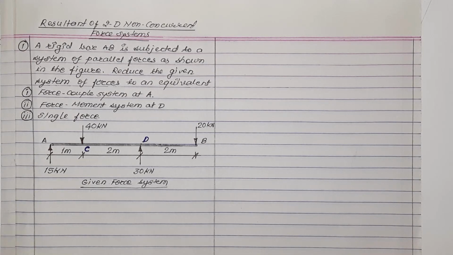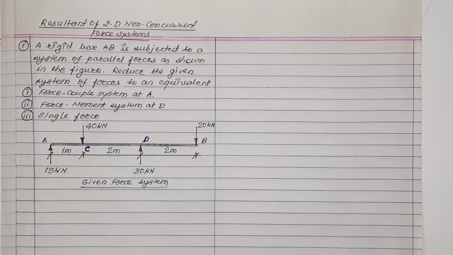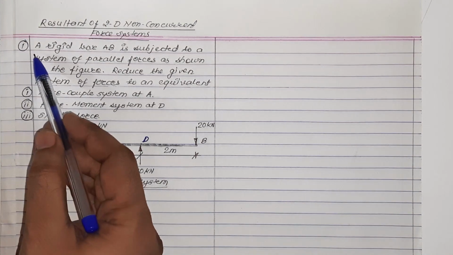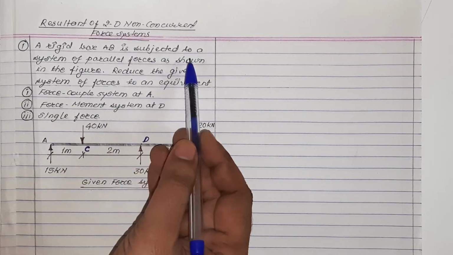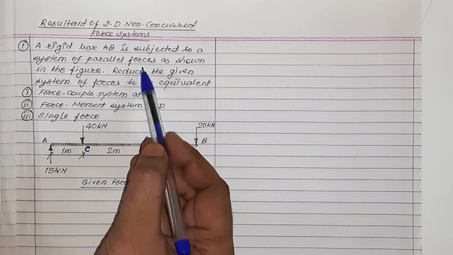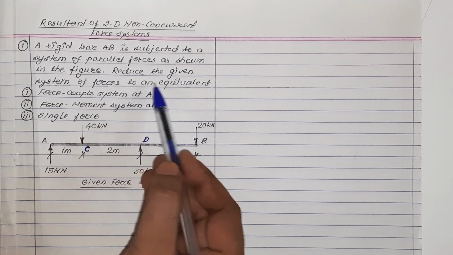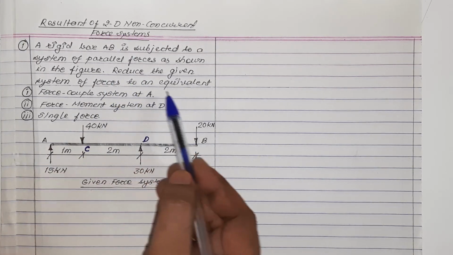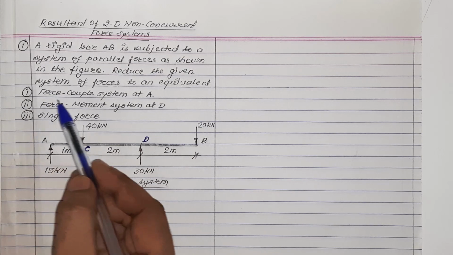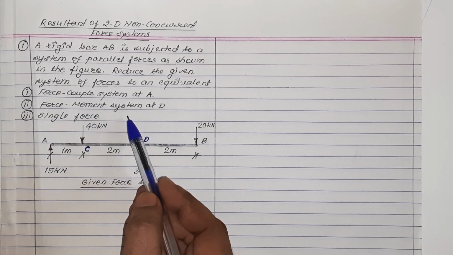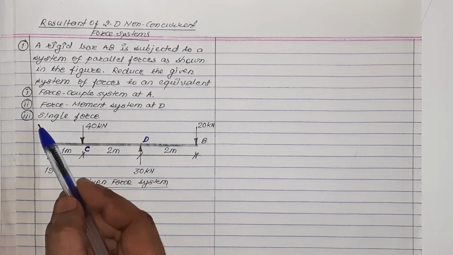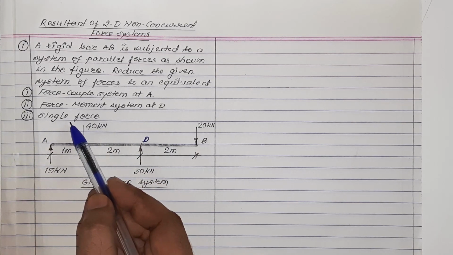Today we will see how to find out resultant of 2D non-concurrent force systems. First question, a rigid bar AB is subjected to a system of parallel forces as shown in the figure. Reduce the given system of forces to an equivalent, first, force couple system at point A, second, force moment system at point D, and third, single force.